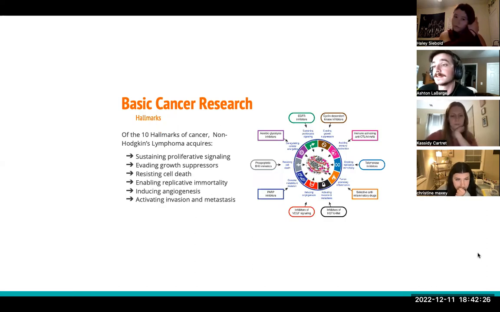Regarding the hallmarks of this cancer, non-Hodgkin's lymphoma acquires sustaining proliferative signaling, evading growth suppressors, resisting cell death, enabling replicative immortality, inducing angiogenesis, as well as activating invasion and metastasis.